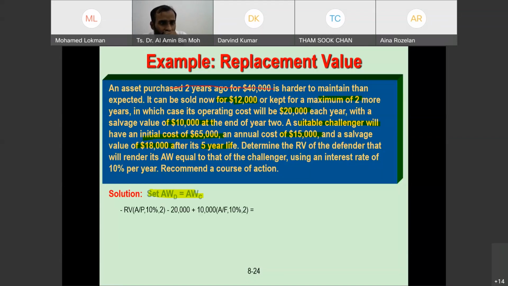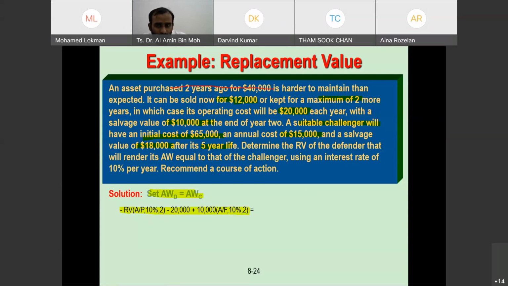Because this one we need to find, right? We're going to find it. So this is P. We need to find A at 10%, N is 2. And we minus 20,000. Where is this 20,000? And 10,000, this one is the salvage value at N of 2. So this is what we equate for the defender's AW.